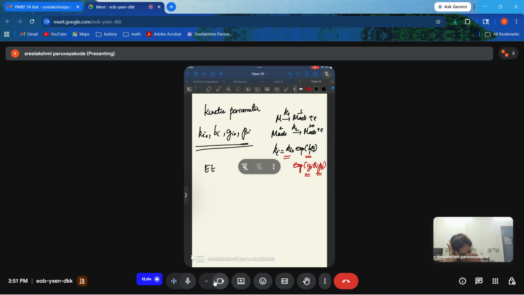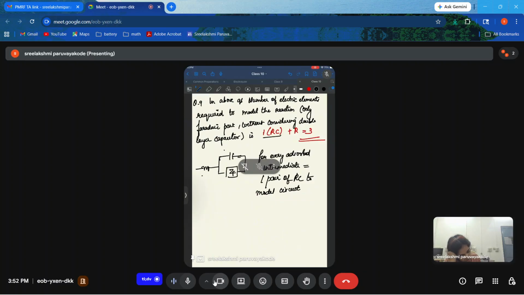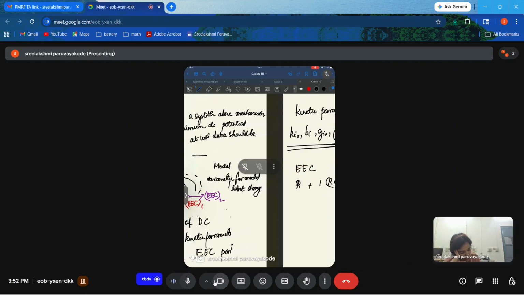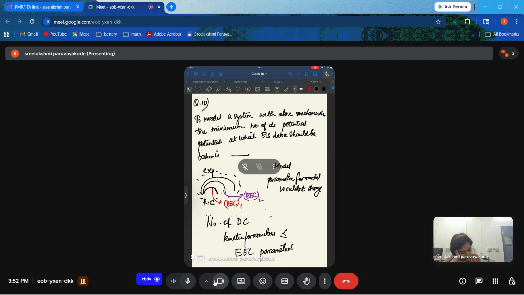Now, when it comes to the equivalent electric circuit at one DC potential, let's first look into how many parameters the equivalent electric circuit will have. This we have already seen in this question number. For every adsorbed species, you will have one RC pair, along with that one additional R. So you have one R coming, and how many adsorbed species here in this reaction? Only one adsorbed species. I have written the reaction wrong, this M is in solution. So one pair of R and C. So it is 3. We said here that for every DC potential, there will be 3 parameters.